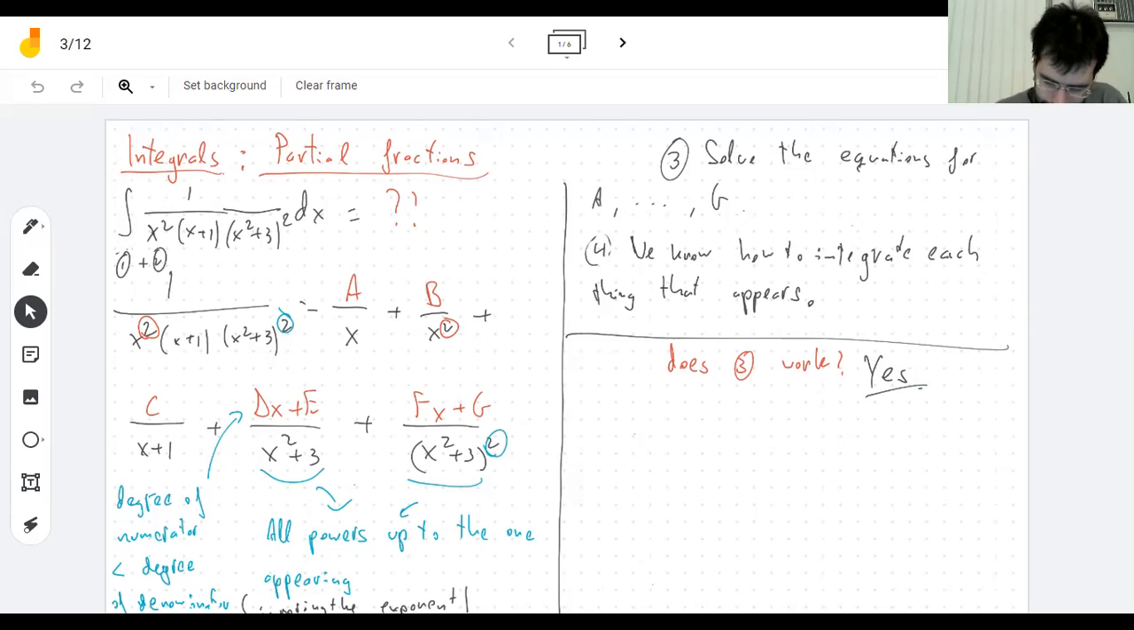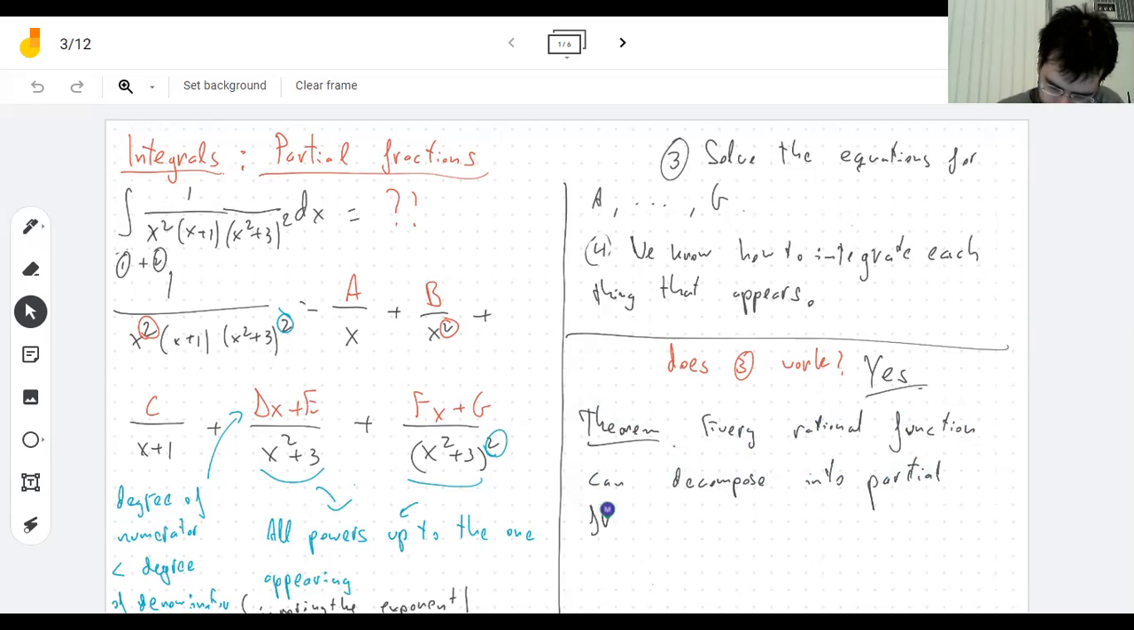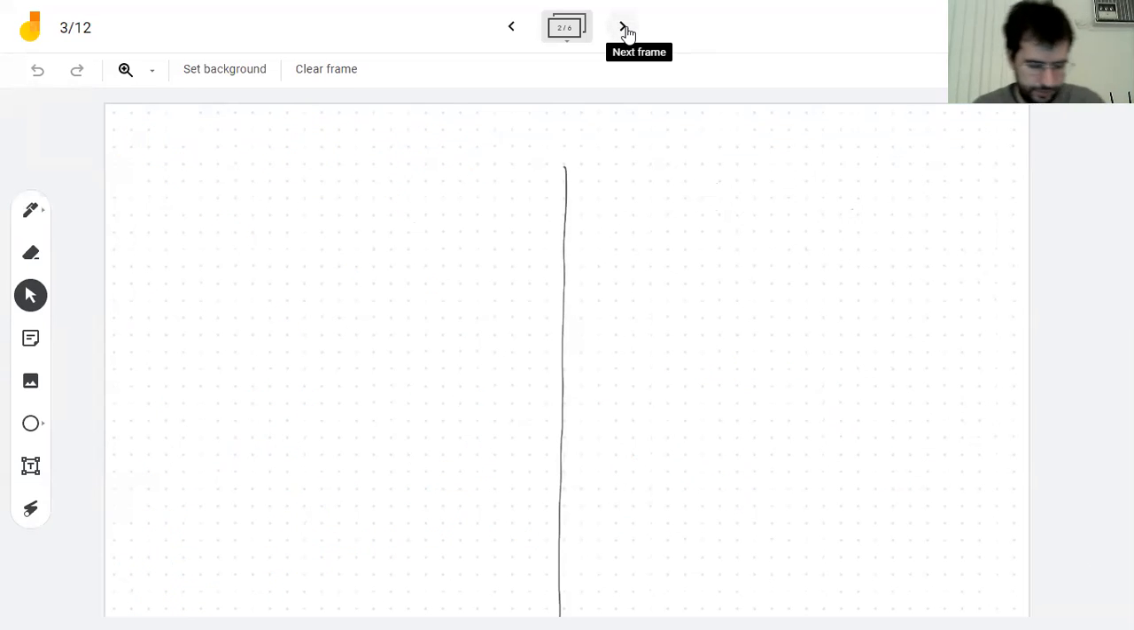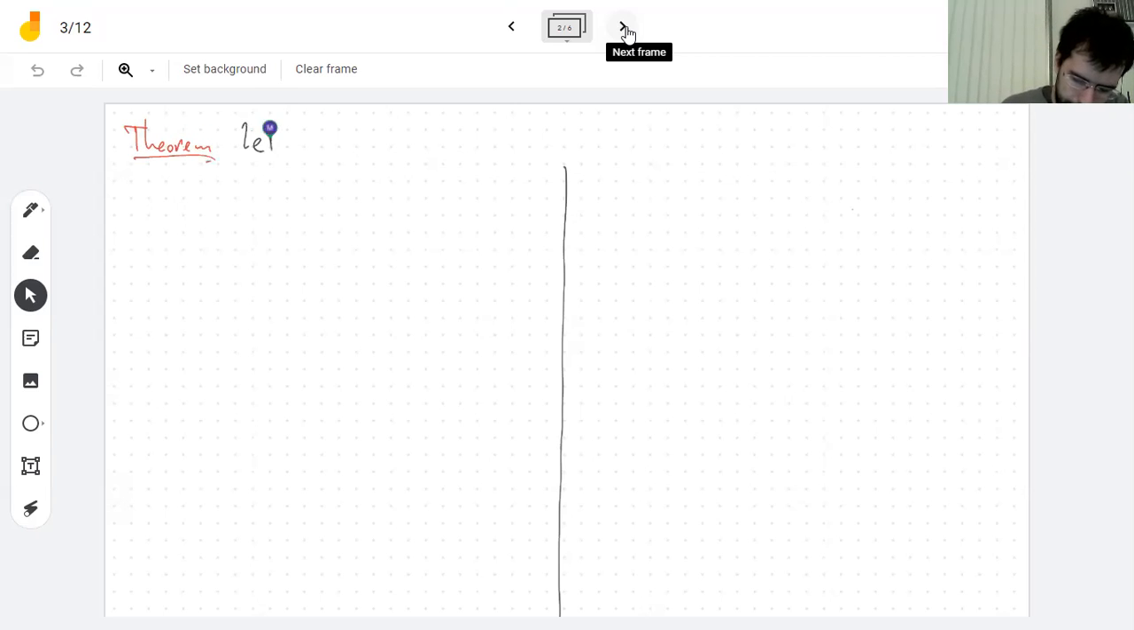So the theorem that I want to talk about is that every rational function can be decomposed into partial fractions. So that's what I'm talking about. Let me write the theorem carefully. Take two polynomials. Let K be a field. Of course, we could just take K to be the reals.